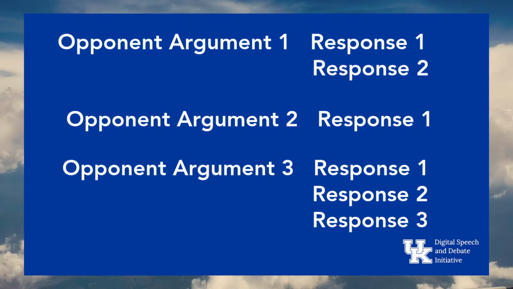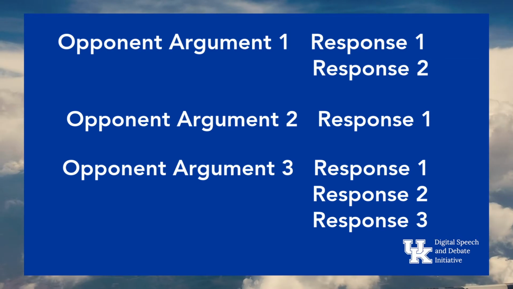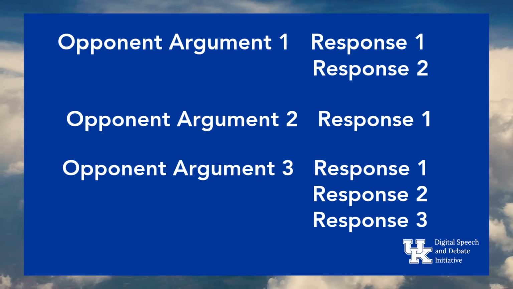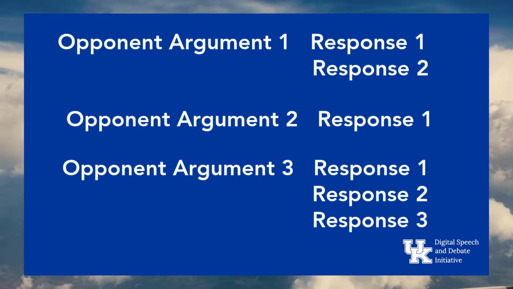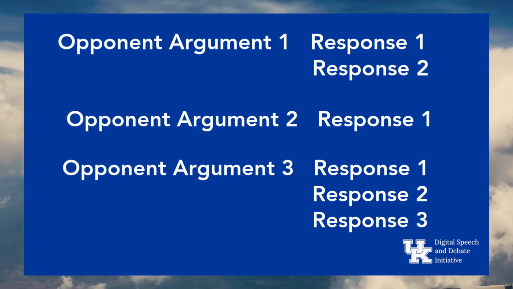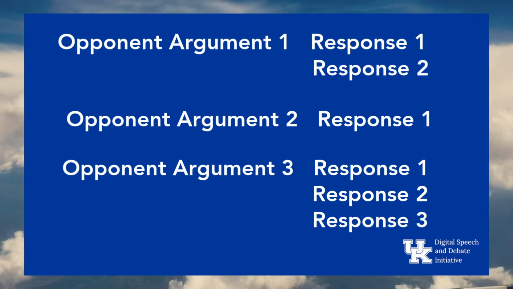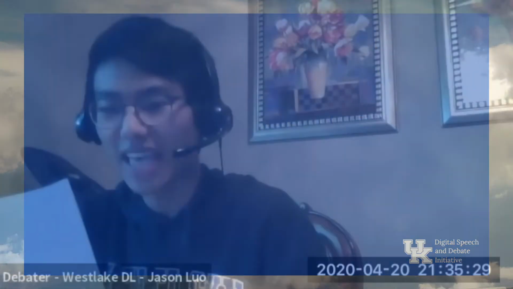Write down next to each of your opponent's arguments at least one, preferably 2 or 3, reasons why they are wrong. You can do this while they're speaking as ideas come to you, during the crossfire between the first speakers, and during any prep time you use before your speech. Make sure you ask your partner for help if you need ideas.